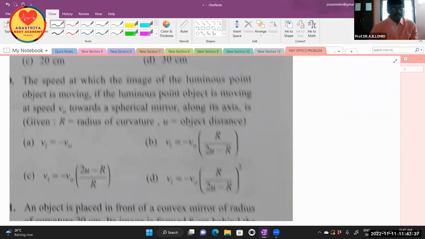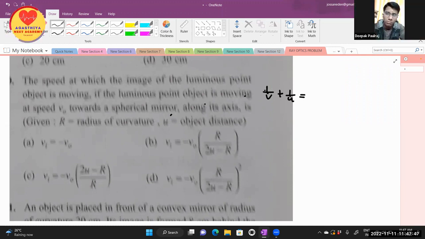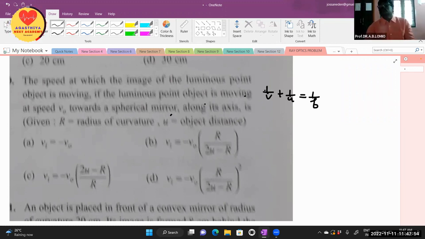See, what is the mirror formula? 1 by V plus 1 by U is equal to 1 by F. The V and U are the distance or position of the image and object from the mirror. It does not indicate the velocity. Don't confuse the V as a velocity.